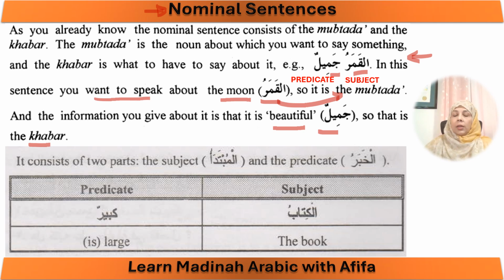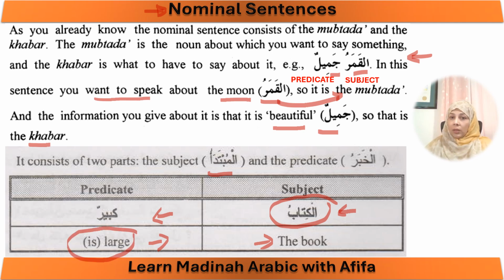Okay, so let's look at another example. Al-kitabu kabirun. It means the book is large. So, we are talking about the book, which is the mubtada. And we are giving more information about the book. We are saying that it is large. So that is the predicate, al-khabaru.